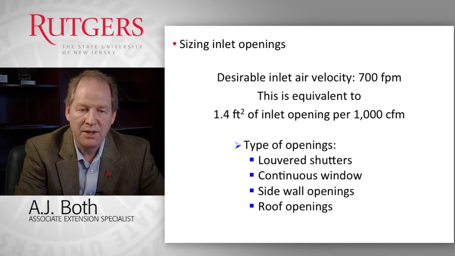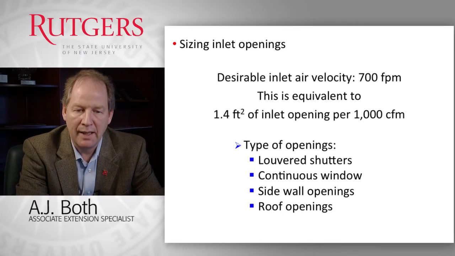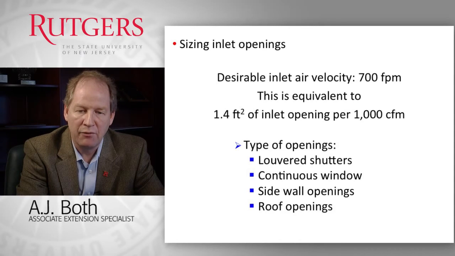So how do we size these inlet openings? We typically, as a rule of thumb, require that the inlet air velocity is at least 700 feet per minute. And the reason for using this number is that we want the air to come in with a fair amount of velocity, with a fair amount of momentum, so it mixes properly with the air already in the greenhouse. So by giving it a fair amount of speed, a fair amount of momentum, it mixes better before it actually reaches plant level. And when you use this number, you realize that you need 1.4 square feet of inlet opening for every 1,000 cubic feet per minute of fan capacity that you have installed.